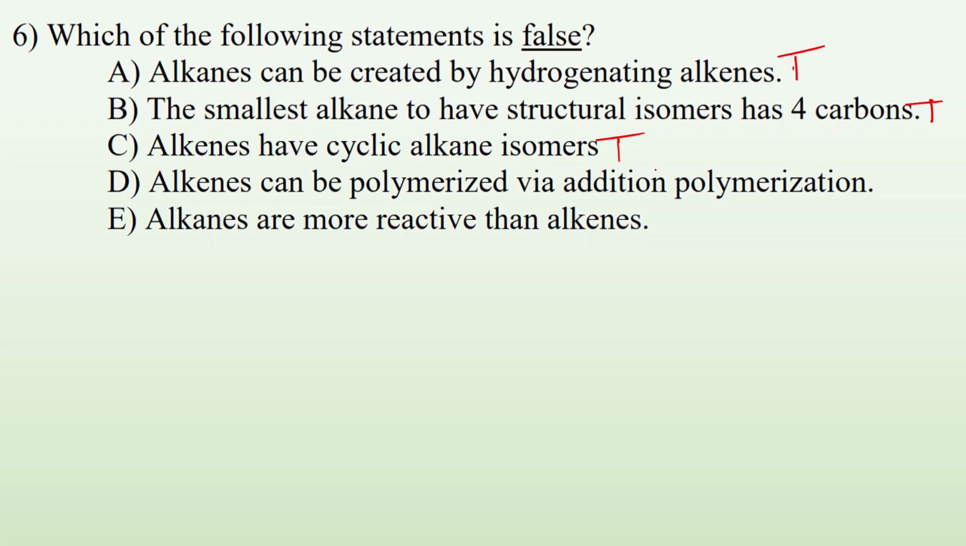C, alkenes have cyclic alkane isomers. This is true, right? In the previous problem where we had to draw all of them out, you could see that, hey, in the alkenes, you can either have a double bond or you can make an isomer that is a ring. All right, what about choice D? Alkenes can be polymerized via addition polymerization. This is true because they're alkenes. You can break that double bond and then have it bond to another alkene whose double bond has also been broken. And then E, alkanes are more reactive than alkenes. This is the false statement. A single bond is more stable than a double bond. All right, so which one of these is not like the others? E, it is the false statement.